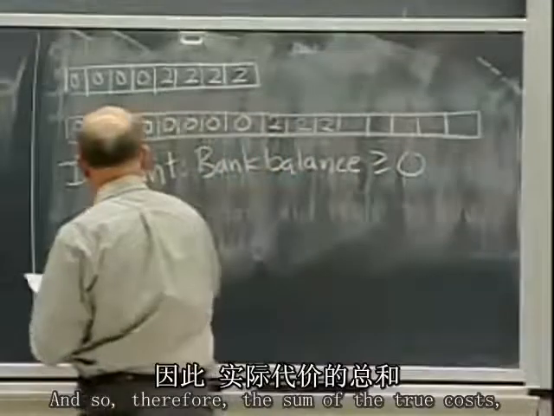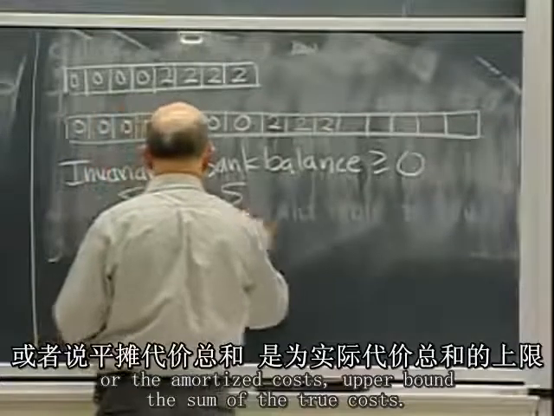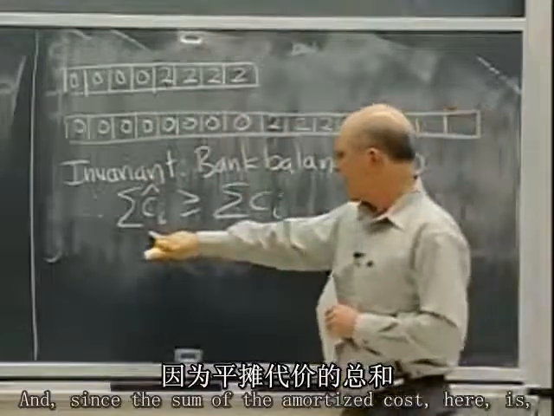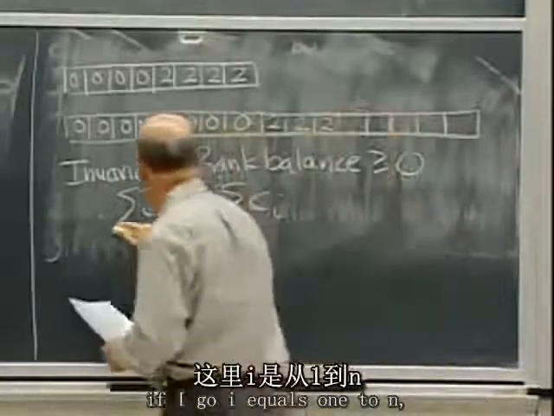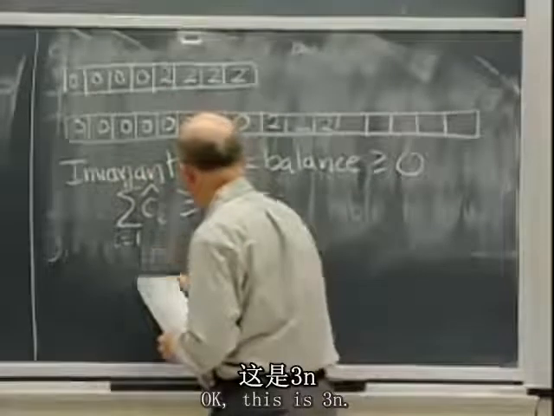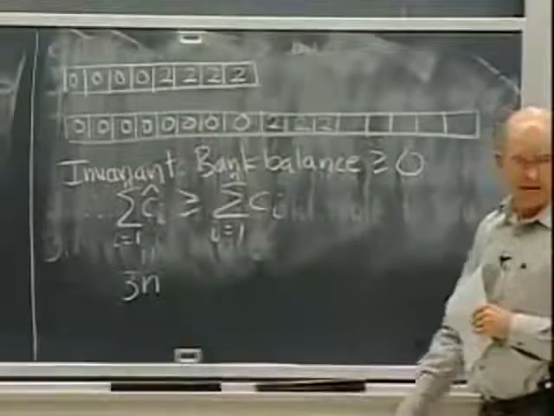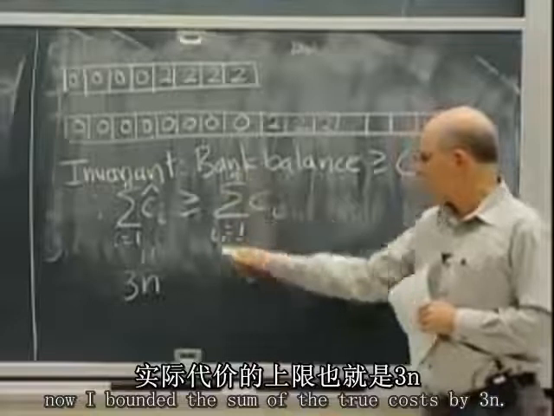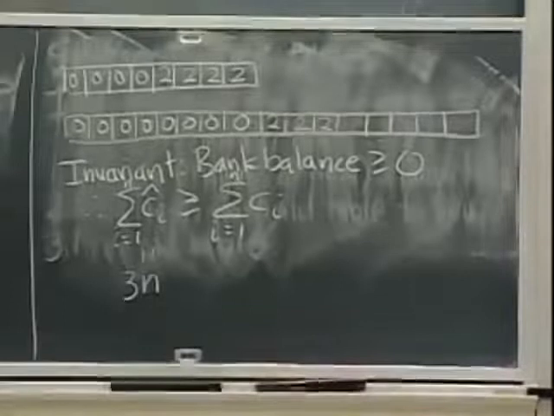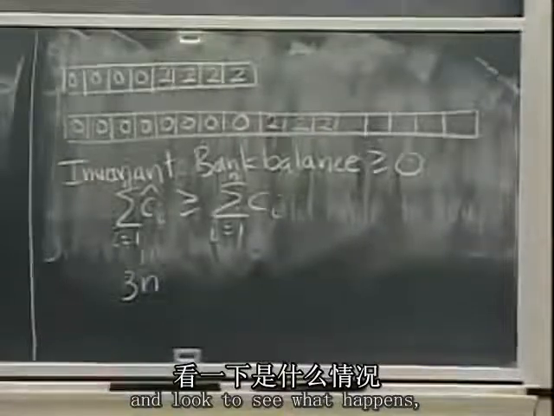And so therefore, the sum of the amortized costs upper bounds the sum of the true costs. And since the sum of the amortized costs here, if I go i equals 1 to n, is 3n, the point is I've now bounded the sum of the true costs by 3n. So let's go back to this table here and look to see what happens.